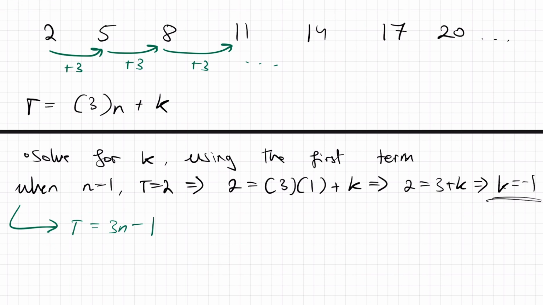You can check this works for any term. I usually just check it for one of the later terms. So let's see, n equals 5. That means when n equals 5, t is going to be 3 times 5 minus 1, which is 14. So 1, 2, 3, 4, 5. That is correct. And therefore, we've got the correct nth term.